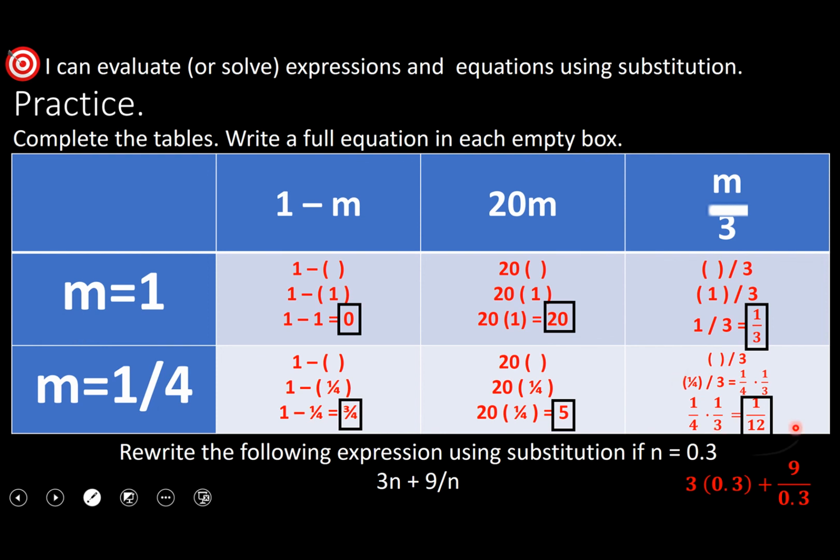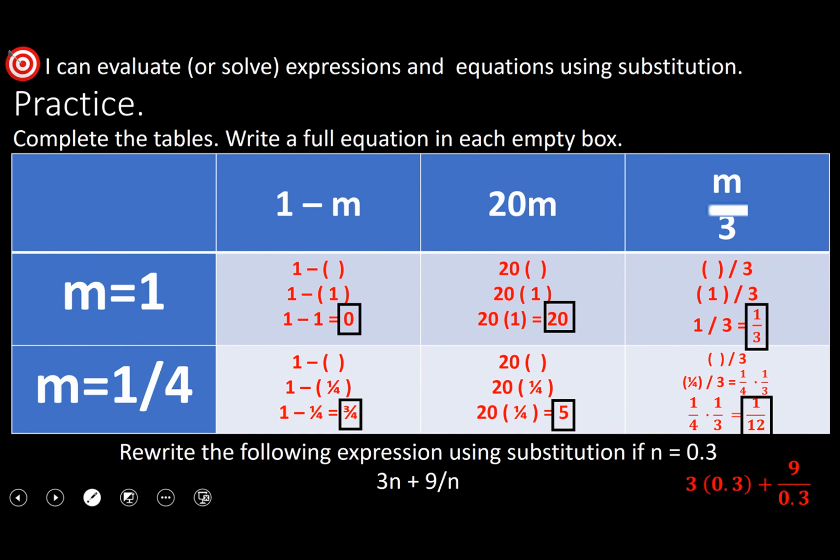And for this last one, we're going to do m divided by 3. So we put that 1/4 in first, and we're dividing by 3. If you remember our keep, change, flip, we're going to keep the first number, and then we're going to multiply, so change that division sign to a multiplication sign, by the reciprocal of the second number. So we're going to flip that number upside down. Because it's 3, that means it's 3 over 1, which is now 1/3. And then 1 times 1 is 1. 4 times 3 is 12. So the answer is going to be 1/12.